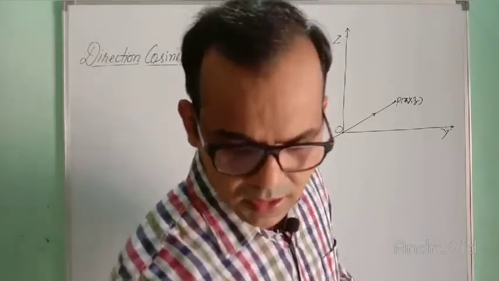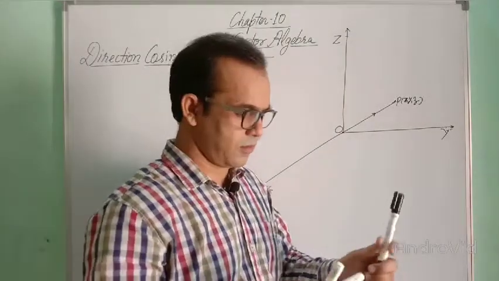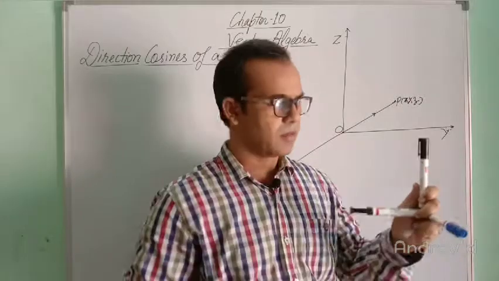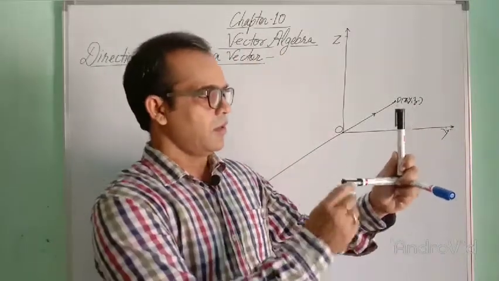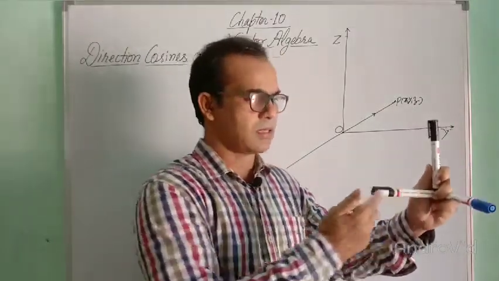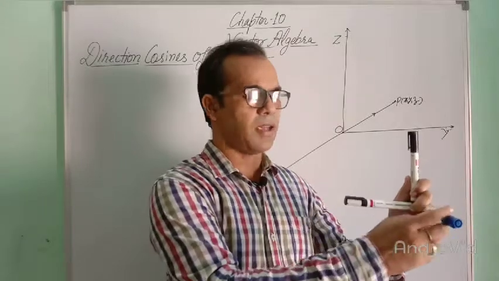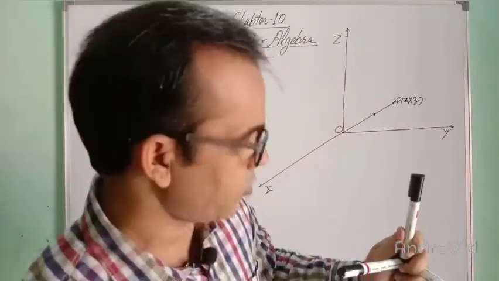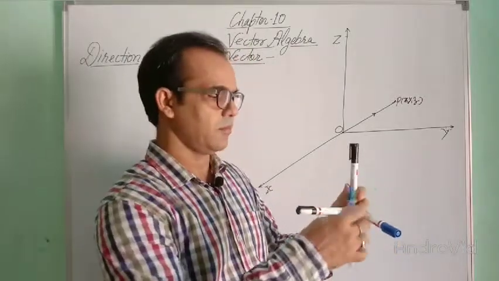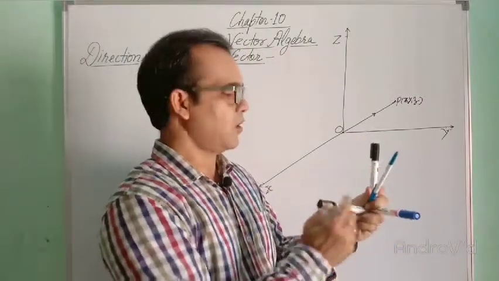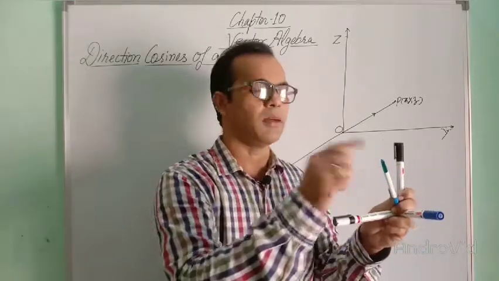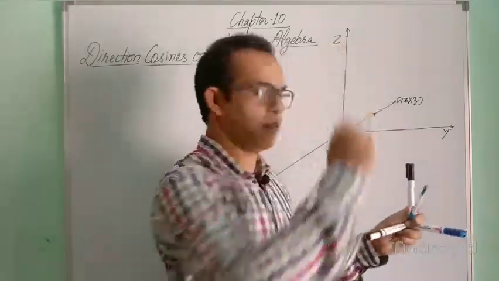If you want to understand in a better way, let me use these three markers here. So this is the x-axis, this is the y-axis, and this is the z-axis. And I am also using a pen. This is the vector OP. Clear? The tip of this vector is this P.